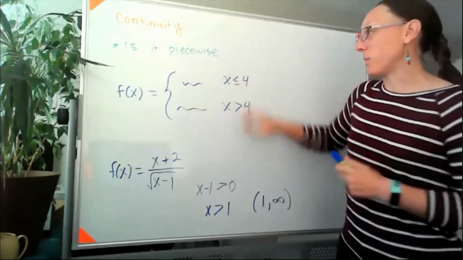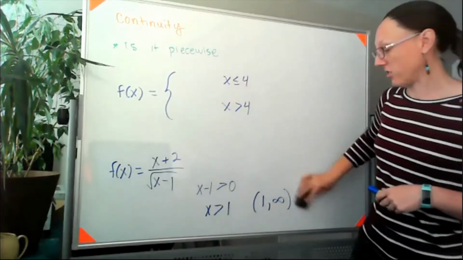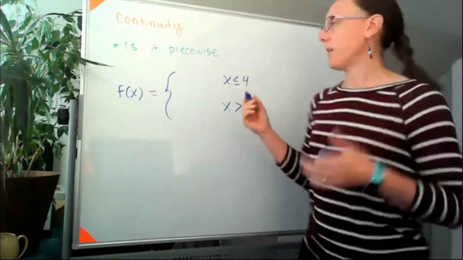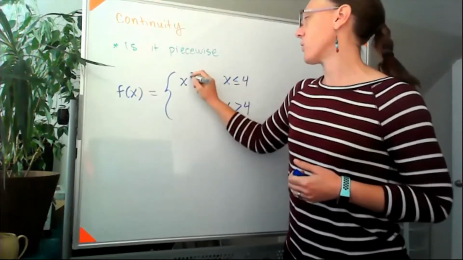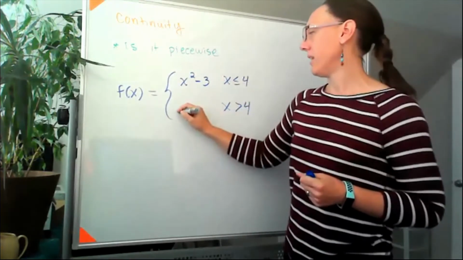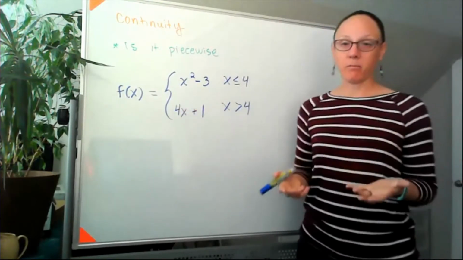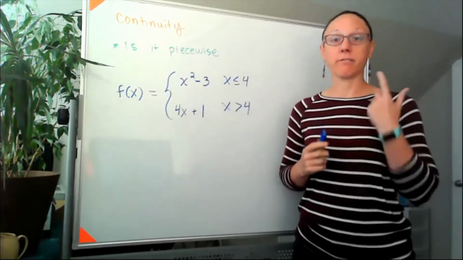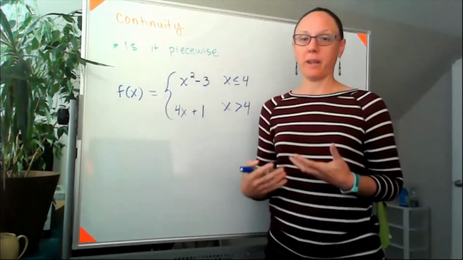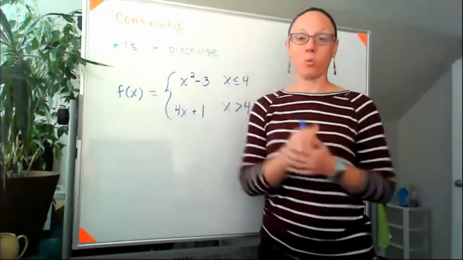Let's say that this was a piecewise function, and let me give us a piecewise function just so that we can practice continuity for that and that 3-part rule for continuity. Let me say that I've got x squared minus 3 and 4x plus 1. If I'm checking continuity for this piecewise function, the first thing I want to look at is each of the functions individually, and are there any domain issues? There are not. This is a parabola, this is a line. Their domain is all real numbers.